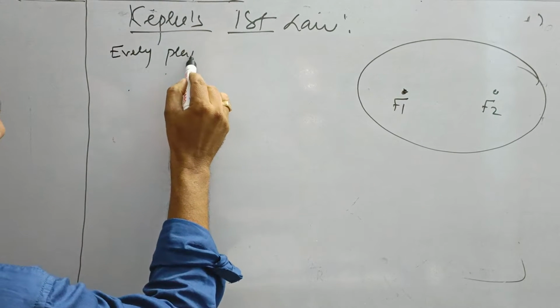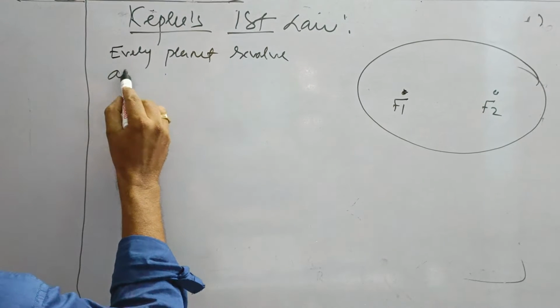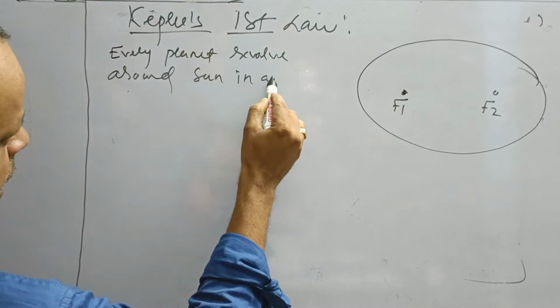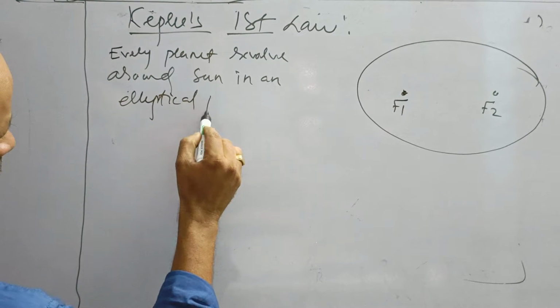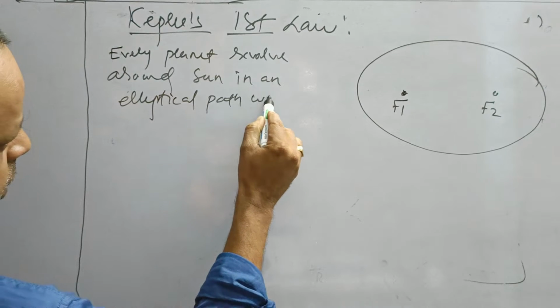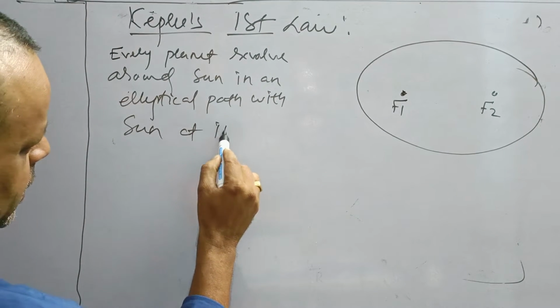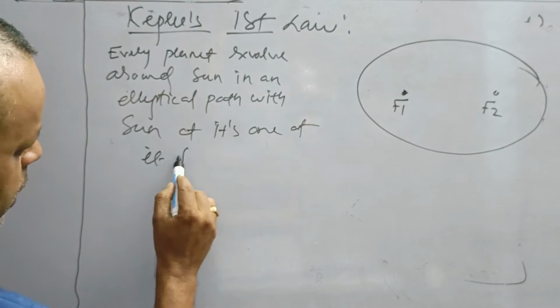Every planet revolves around the sun in an elliptical path with the sun at one of its foci.